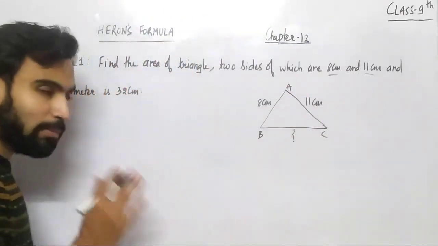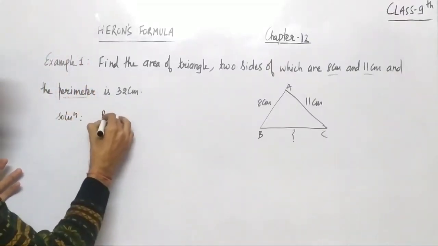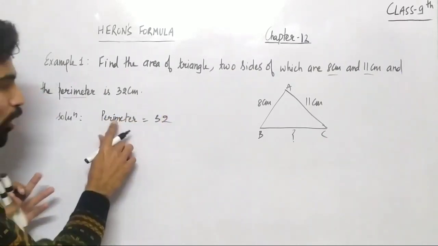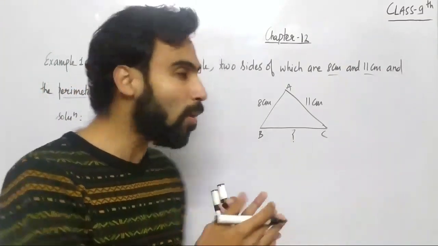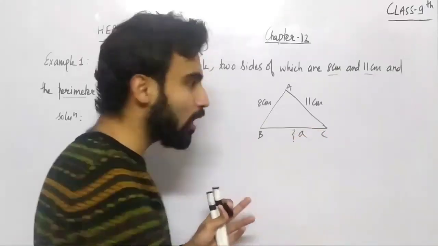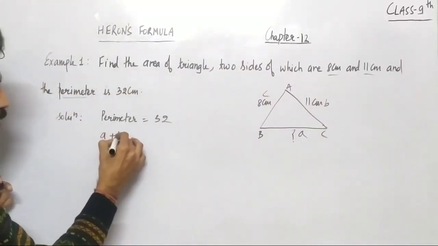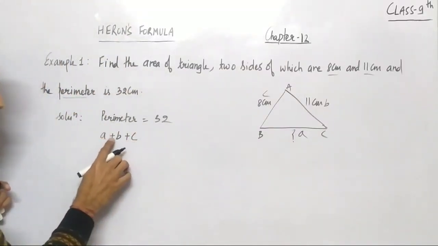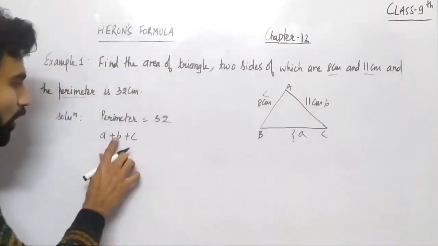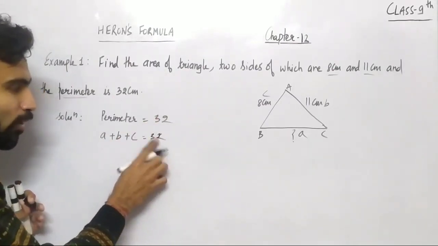The third side can be calculated, but first you can see the perimeter of the triangle is given to us. Let me write that: perimeter is given as 32. Now we know that the perimeter is simply the sum of the sides. Suppose I assume the unknown side is A, this is B and this is C. The formula is perimeter = A + B + C. We know how to calculate the perimeter, simply by adding all three sides, and we already know the perimeter is 32.